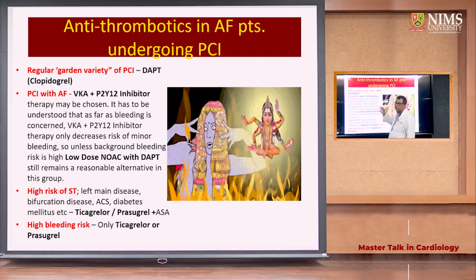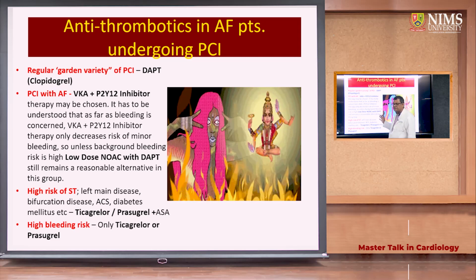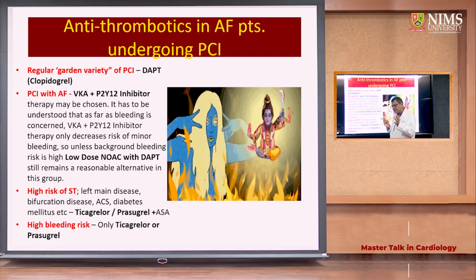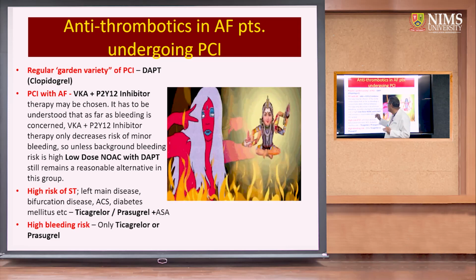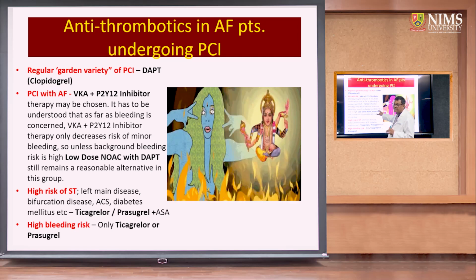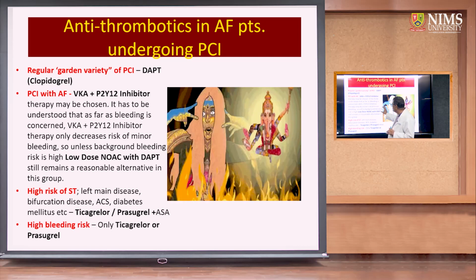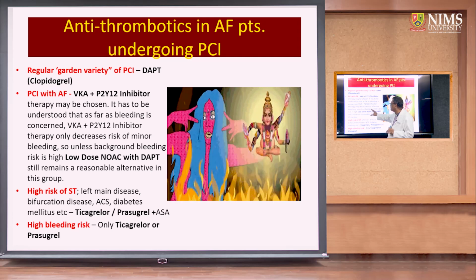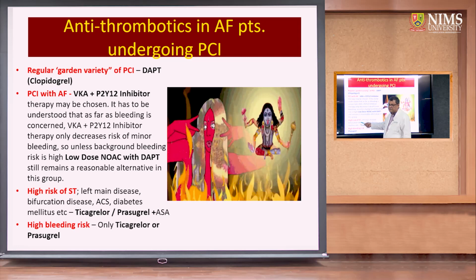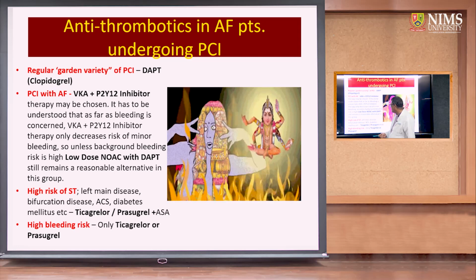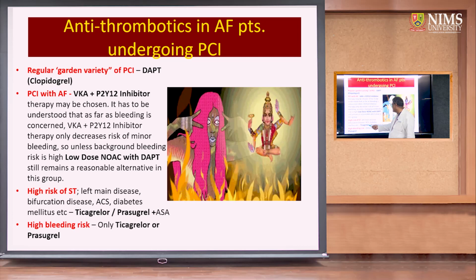Here you don't use prasugrel or ticagrelor because again the risk will increase. So once you are combining 3 drugs, you have to make sure that you combine low bleeding risk. So low bleeding risk, you combine low dose NOAC with dual antiplatelet therapy with clopidogrel. If you use ticagrelor or prasugrel, there will be a lot of bleeding, so you can't use. So this is out. But if there is really high risk of stent thrombosis for certain reason, then maybe you can combine ticagrelor and aspirin.